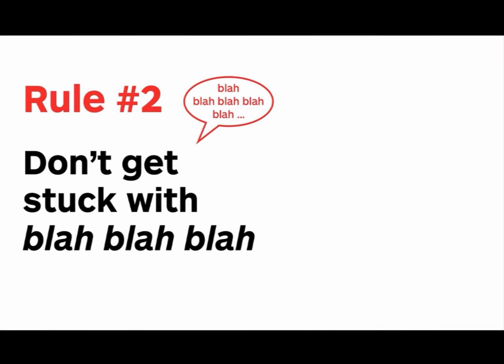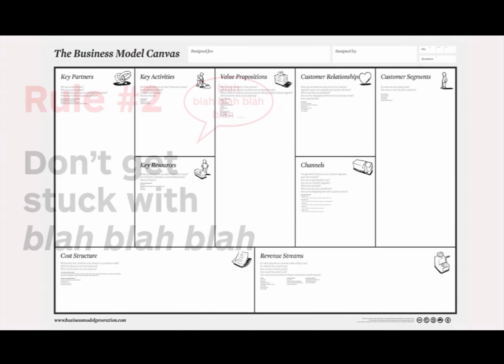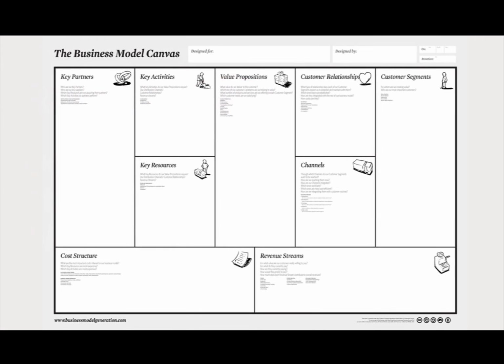So rule number 2 relates to that. Don't get stuck with blah, blah, blah. One of the things we see a lot is that people stand in front of a business model canvas and they start talking about one building block that they could sketch out, another one, or what they actually should do here to sketch out their entire business model. What you really want to do is just get started. Put up the sticky notes.